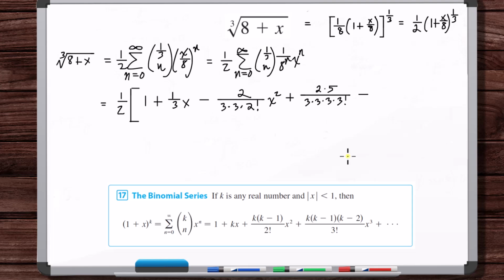So 3 times 3 times 3 times 3 times 3 factorial, and then 2 times 5 times 8. Oh, wait, this is x cubed here. And then x to the 4th plus.